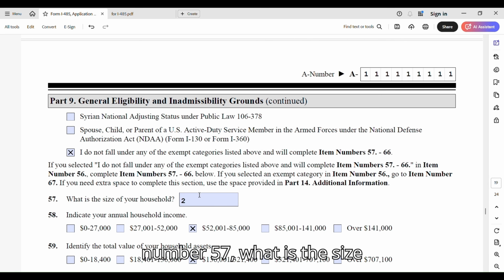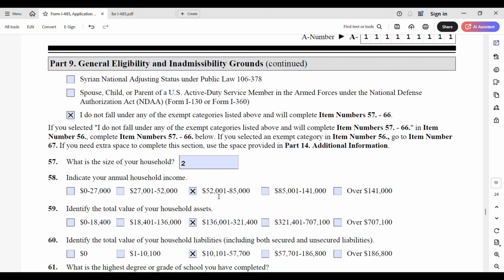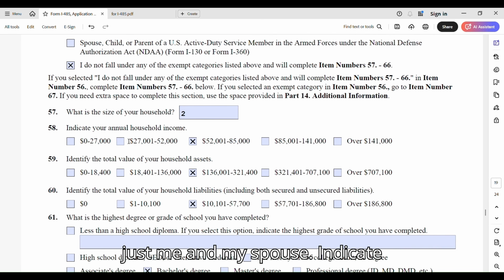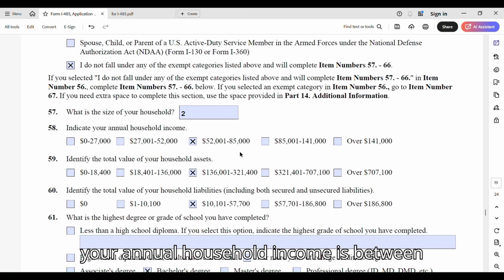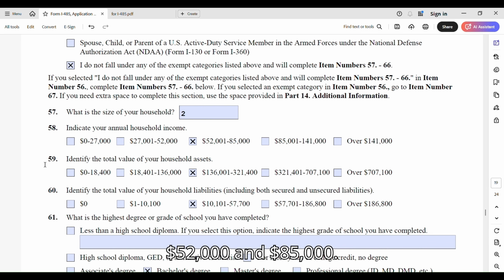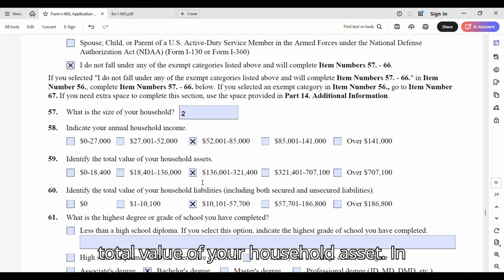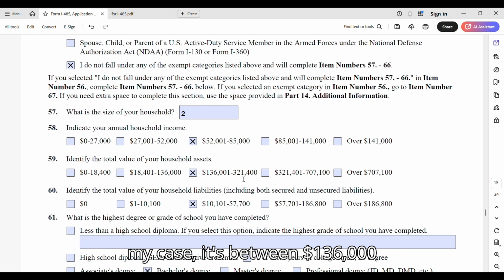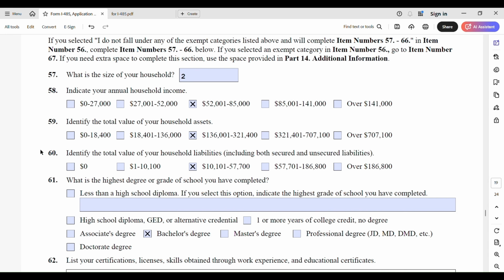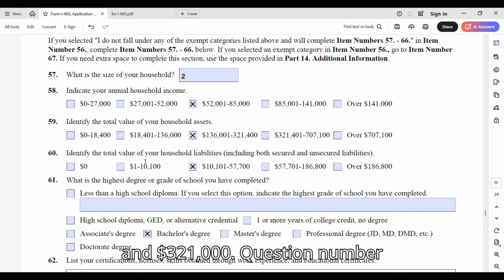Question number 57, what is the size of your household? In my case, it's 2, just me and my spouse. Indicate your annual household income: between $52,000 and $85,000. Question number 59, identify the total value of your household assets. In my case, between $136,000 and $321,000.